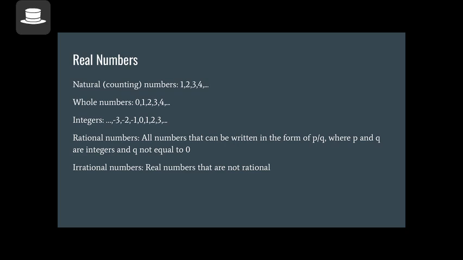And then as we get a little bit more broad, we have the rational numbers. So, all numbers that can be written in the form of p divided by q, where p and q are integers. So, for example, 3 over 2, 10 over 7, any of those can classify as rational numbers. Irrational numbers are just real numbers that are not rational.